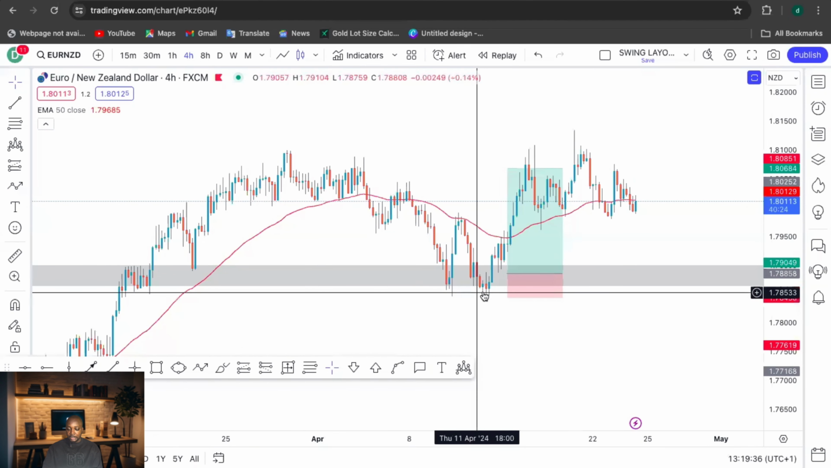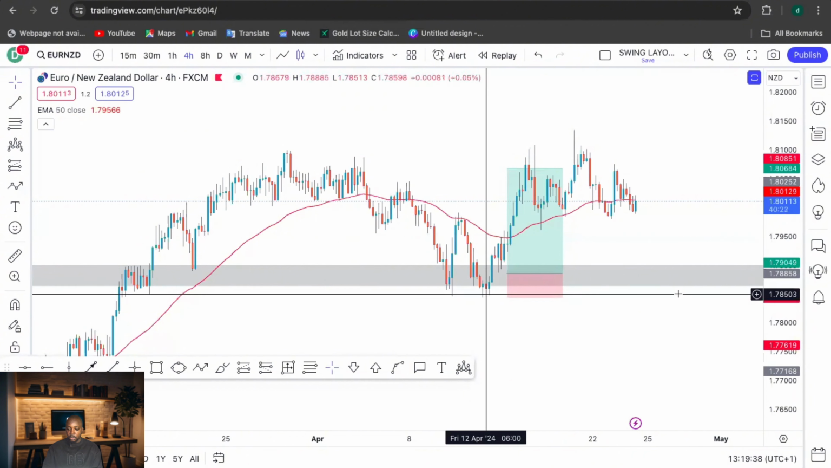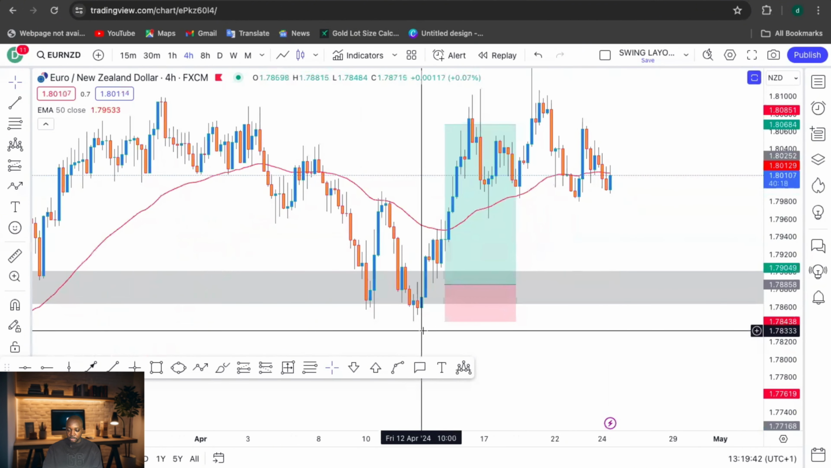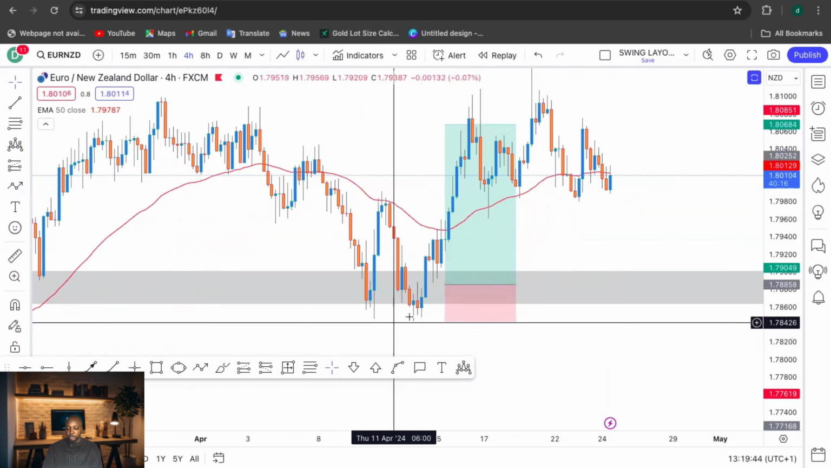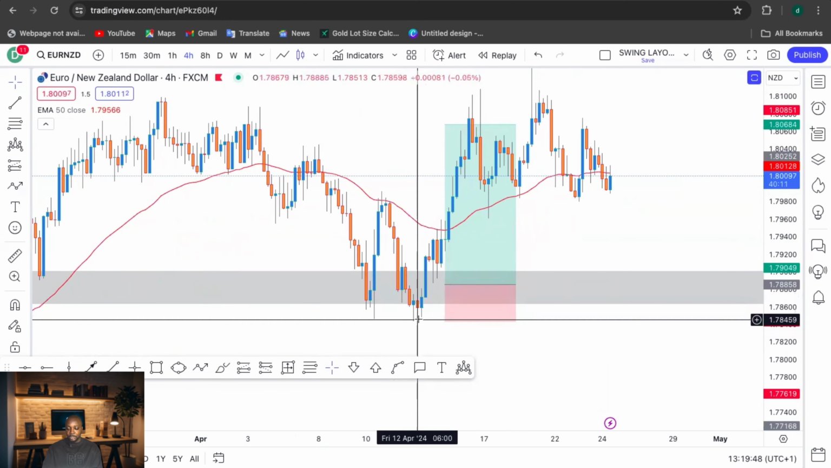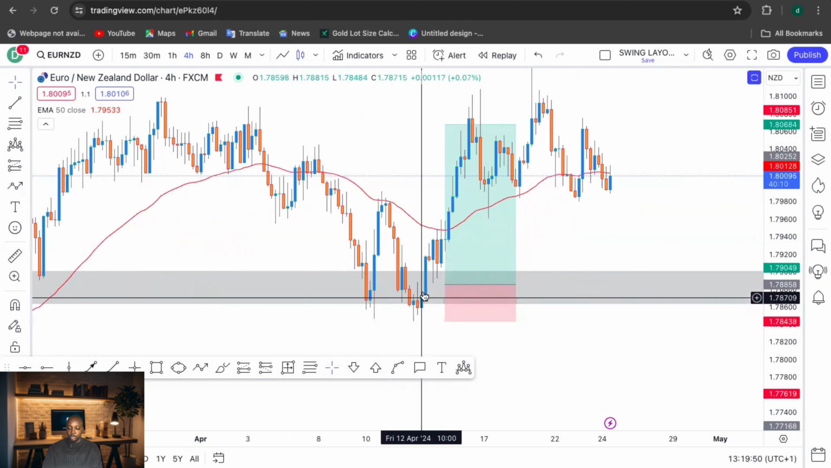Now look at this candle formation. Over here you can see this bullish engulfing. This could have been our entry, but it was too close to the bottom. I wanted to see more momentum, so I waited for a close above candle.